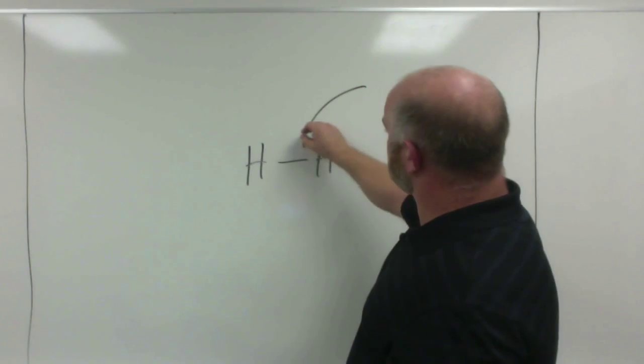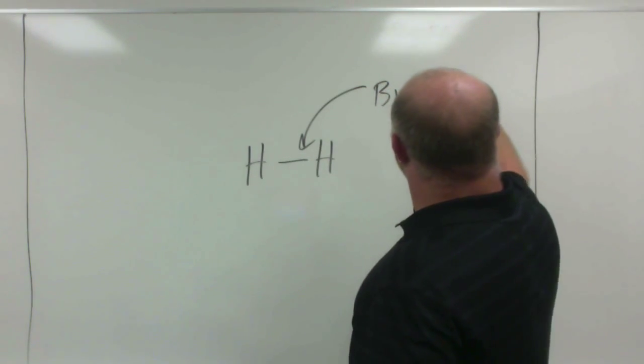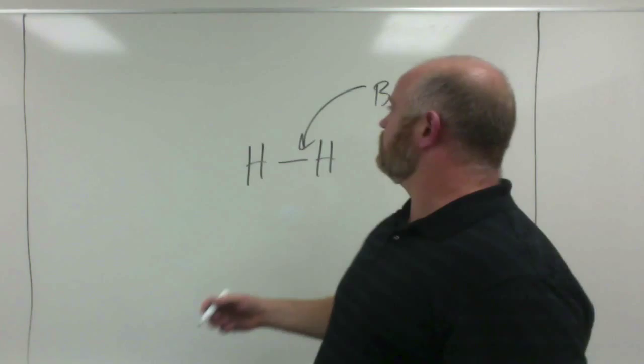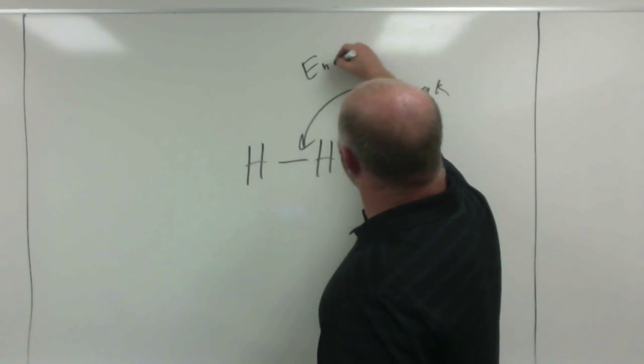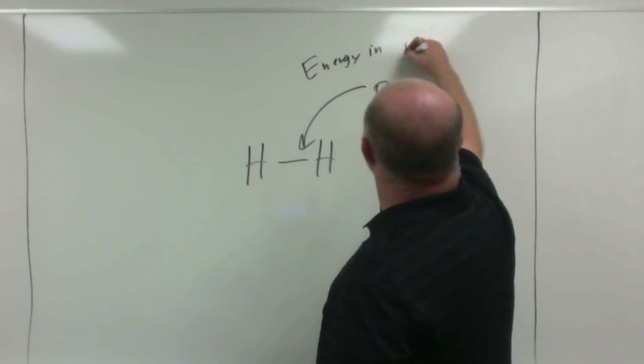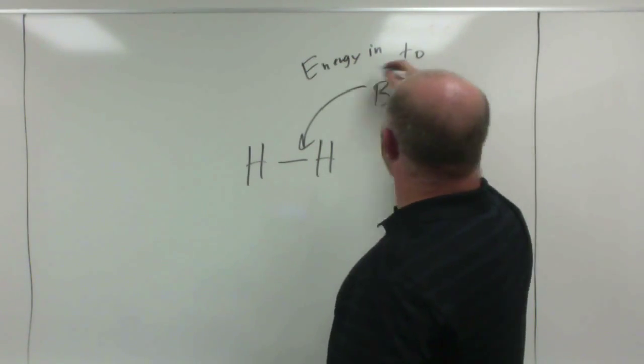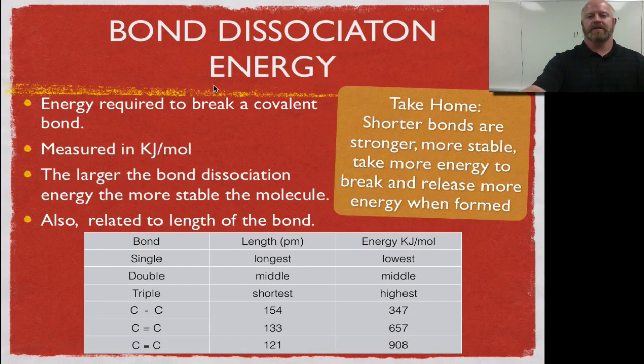If we want to break this, we need to put energy in. Okay? So that energy that we put in, we call the bond disassociation energy. If you disassociate yourself with things, think about that in terms of your normal everyday stuff. When you disassociate from something, it means you separate yourself from things. So a bond disassociation energy is the energy it takes to separate things. We measure that in kilojoules per mole.